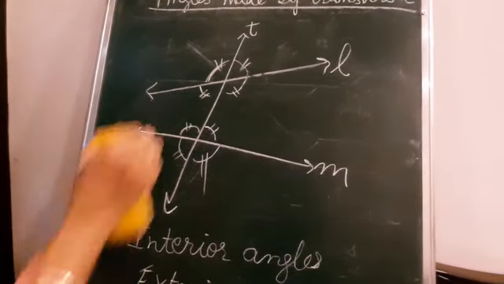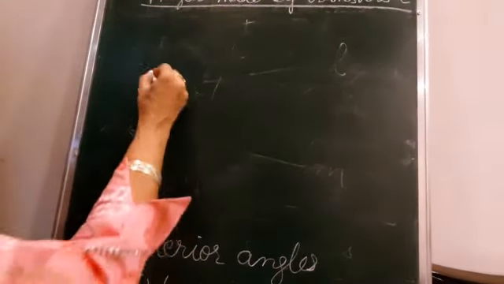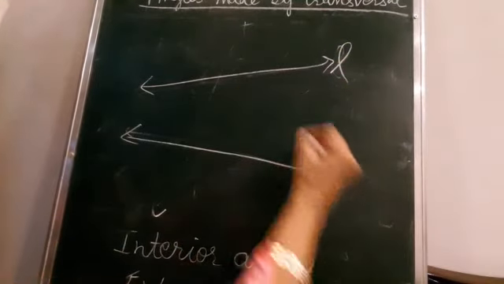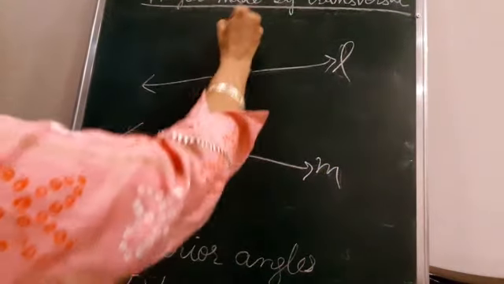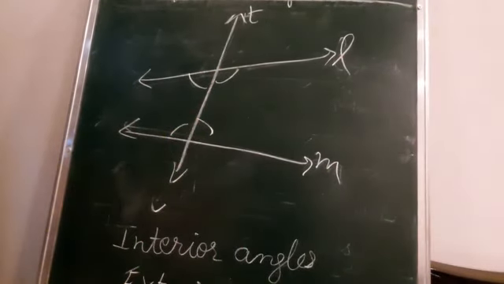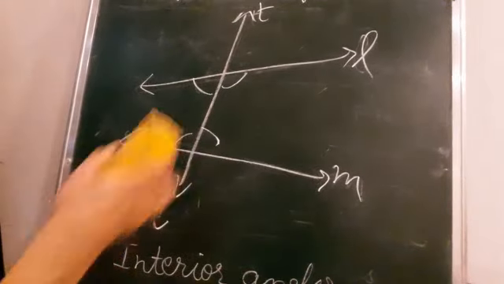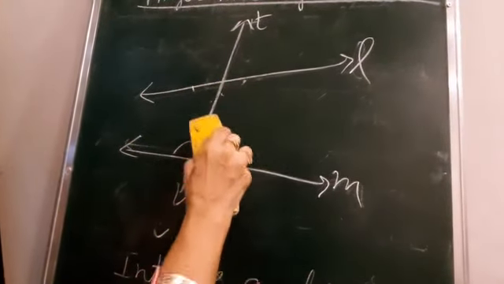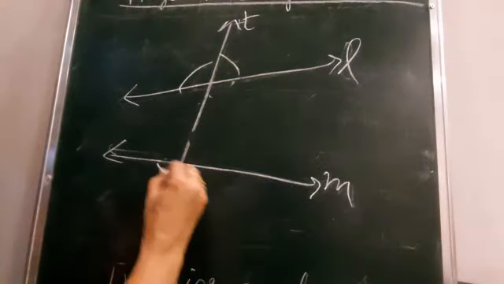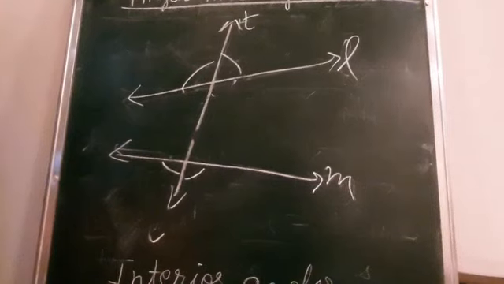Let me tell you separately what are interior and exterior. Line L, line M, transversal T. These are interior. These four angles are said to be interior. And exterior, this angle, this and this. These four angles are exterior angles.